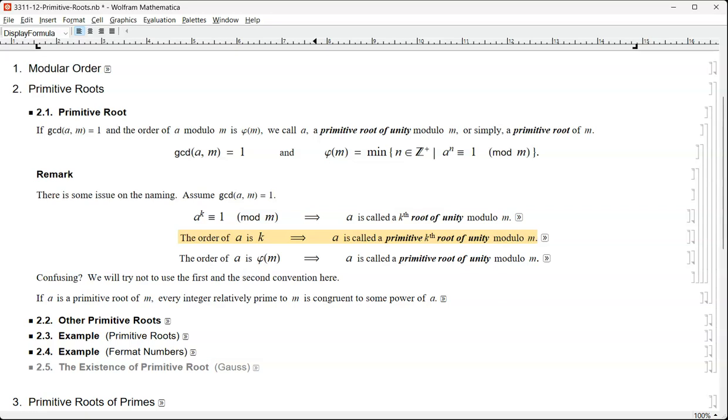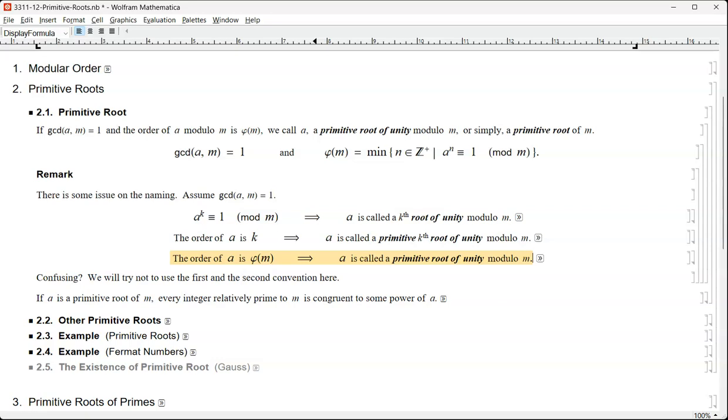That's the name. And then the order of a, the k value, happens to be phi of m. Then we call a a primitive root of unity modulo m. We are leaving out kth root. Here, instead of using a primitive phi of mth root of unity, we use just a primitive root of unity because that's the maximum. Look at this in terms of the order of a modulo m, from this viewpoint.